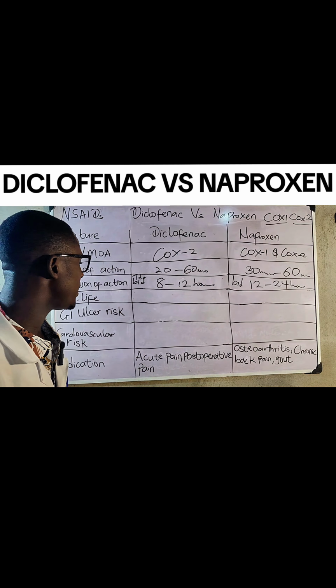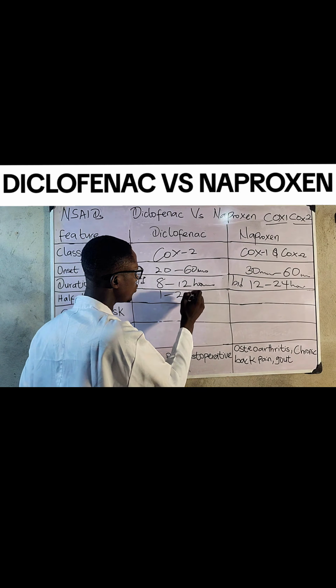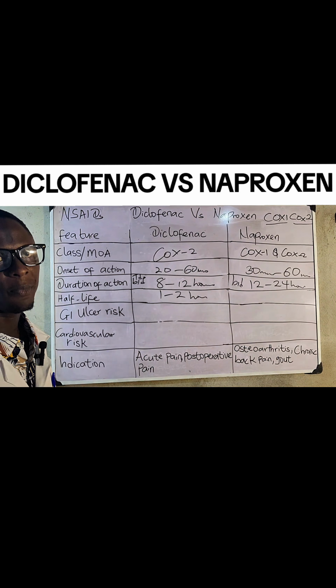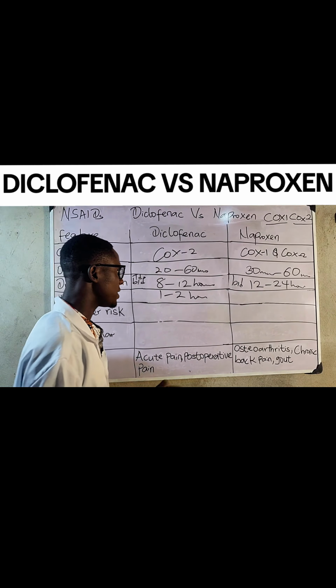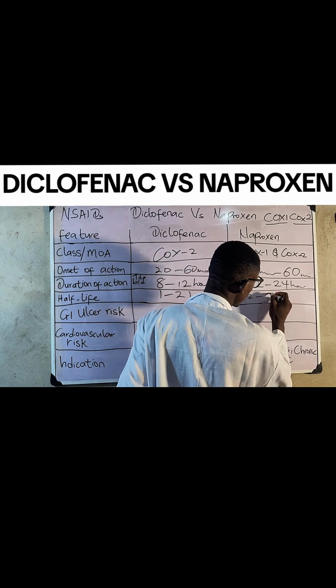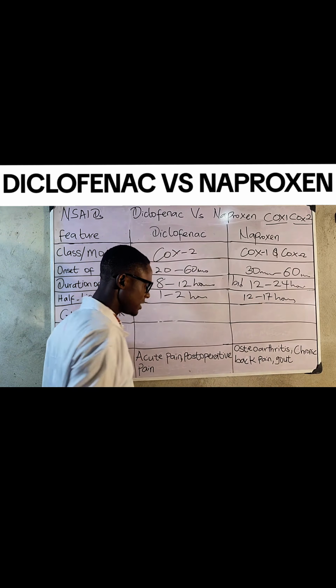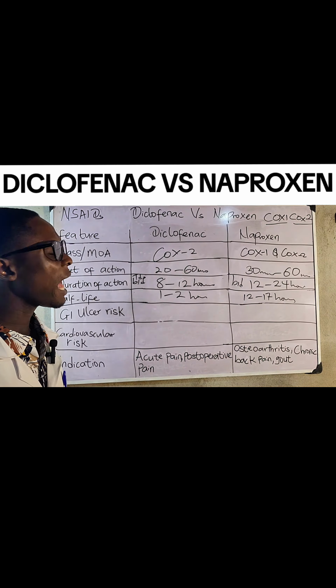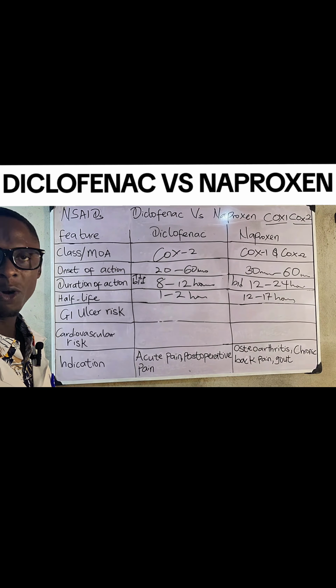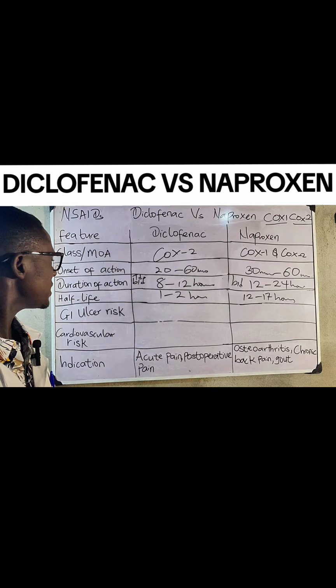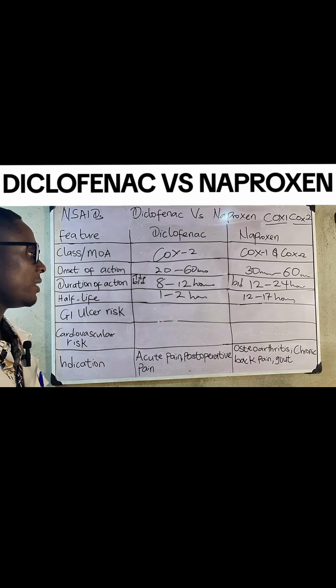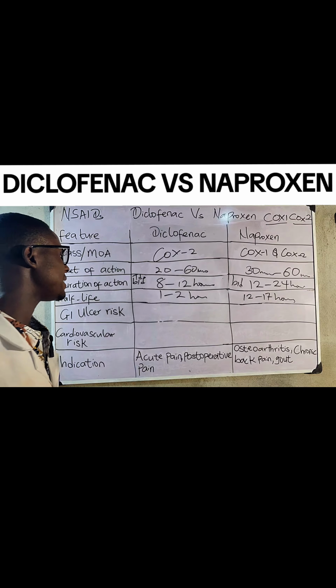But it's advisable it should be BD. The half-life of diclofenac is 1 to 2 hours, while that of naproxen is 12 to 17 hours. So it stays very long and keeps giving its effect for a very long time. But one thing I want you to know is that they still have the same GIT risk.